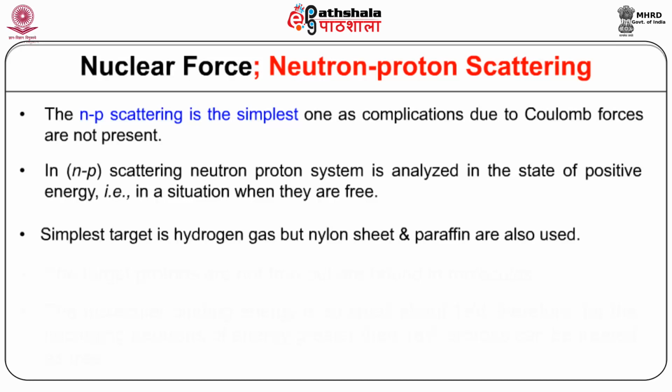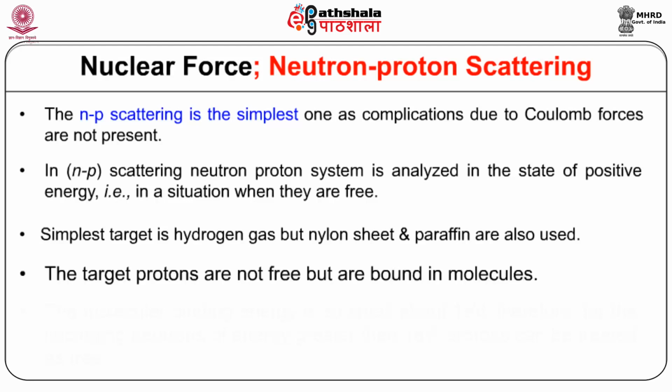Simplest target is hydrogen gas, but nylon sheet and paraffin are also used. So in order to observe neutron-proton scattering, the simplest target chosen is hydrogen gas, but in some cases people have used nylon sheet and paraffin as targets, and then the neutron beam is allowed to scatter from those targets and can be analyzed. The target protons are not free but are bound in molecules.